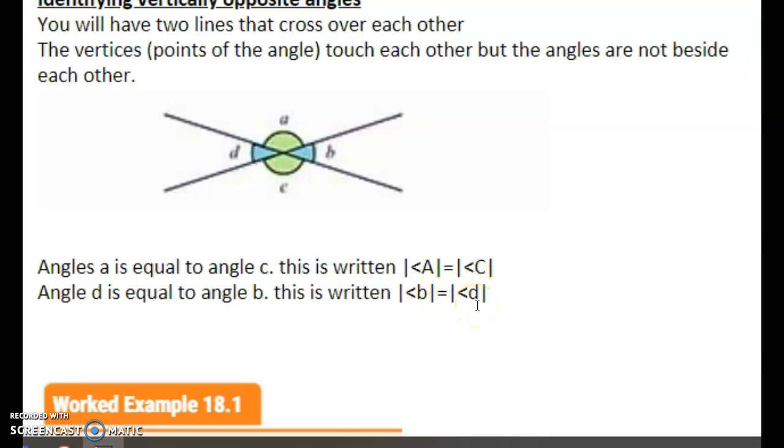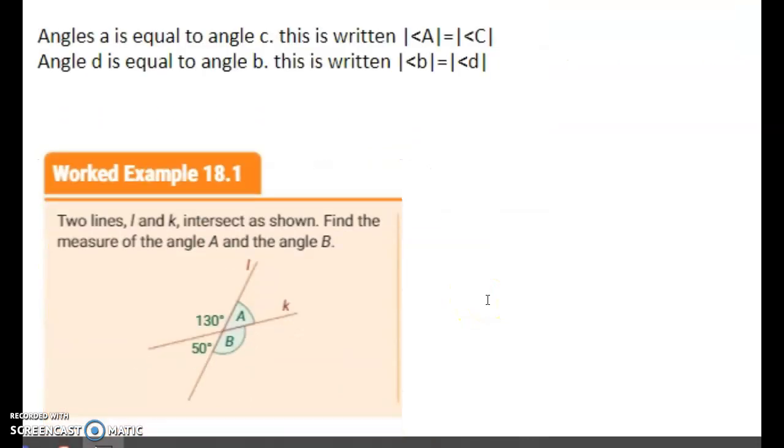Okay, so then if we look at this example, we have two lines, L and K, intersecting as shown. Find the measures of angle A and angle B. So angle A is vertically opposite 50. We know that vertically opposite angles are equal, so angle A is equal to 50 degrees. Angle B is vertically opposite 130. So vertically opposite angles are equal. So angle B is 130 degrees.